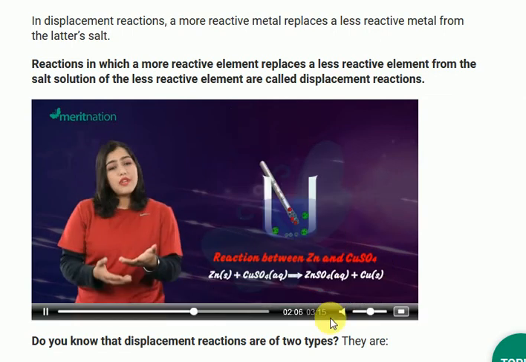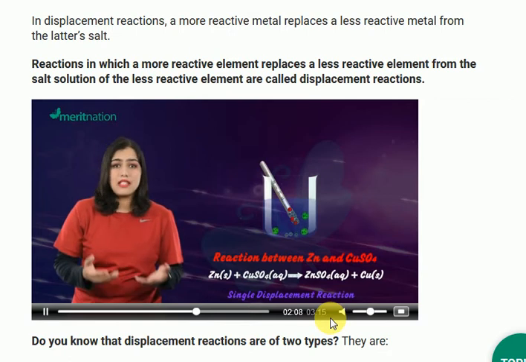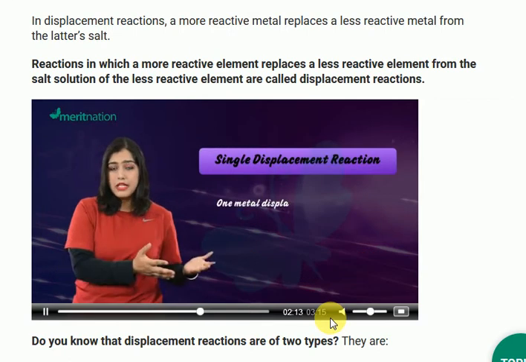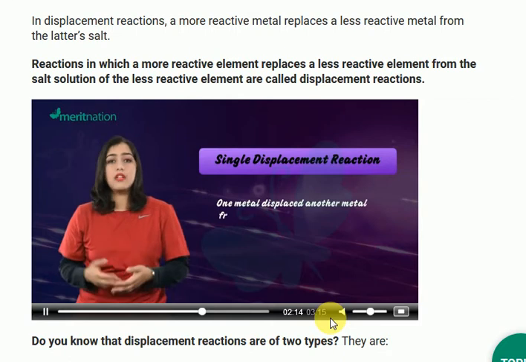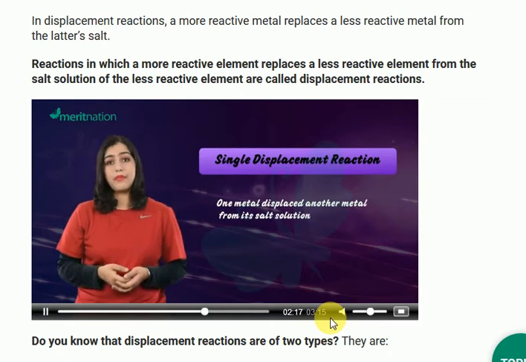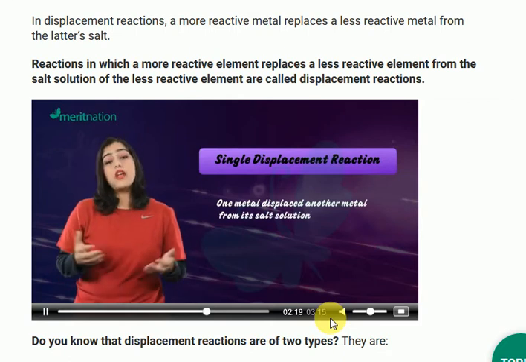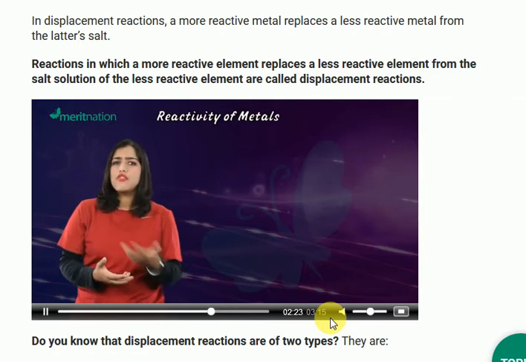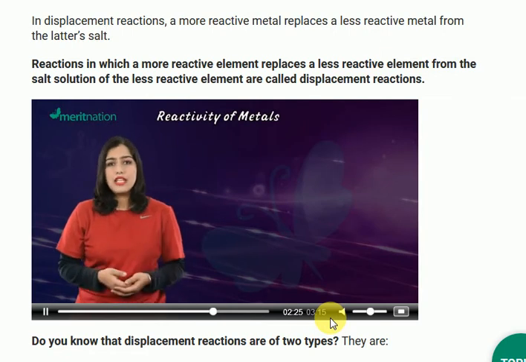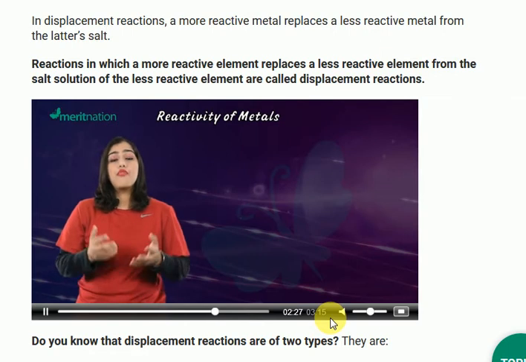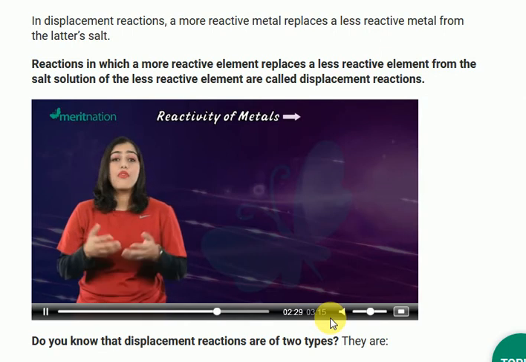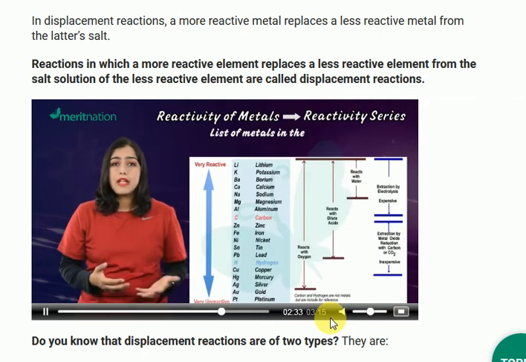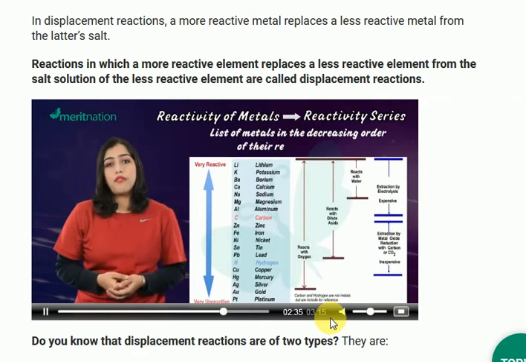So such reactions are called single displacement reactions because one metal displaced another metal from its salt solution. Now these reactions are dependent on reactivity of the metal. So how do we decide the reactivity of these metals? For that we refer to what is known as reactivity series. This is a list of metals in the decreasing order of their reactivity.